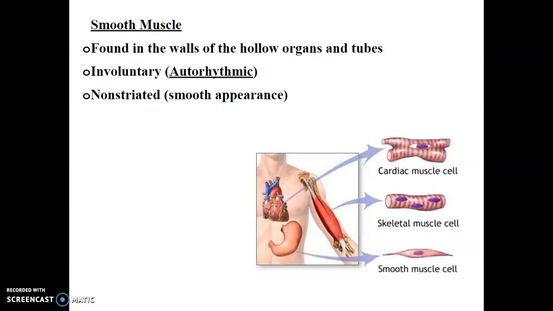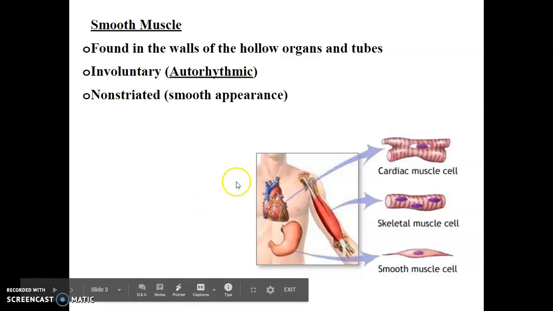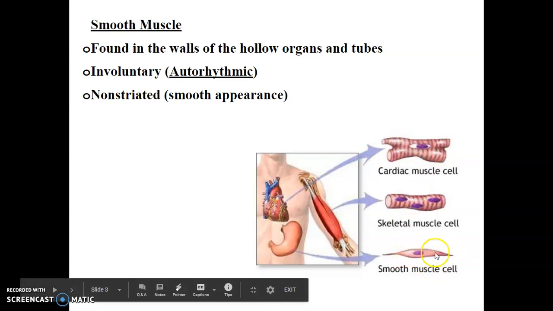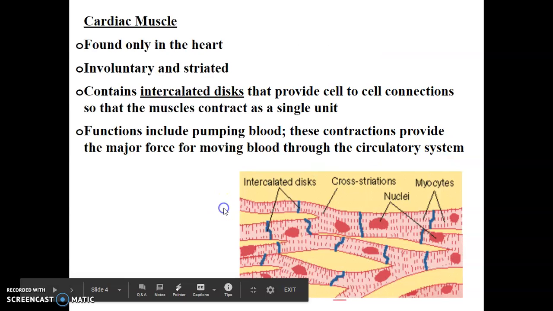All right, so its appearance, if we were able to look at it, this is a great little diagram over here. Smooth muscle has no striations, as it's called. We're going to learn a little bit about what a muscle cell looks like. Smooth muscle has no striations, or it's non-striated, which is where it gets its name from. Smooth muscle. It has a smooth appearance.